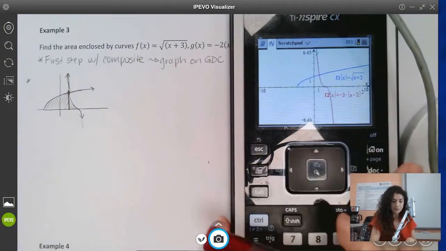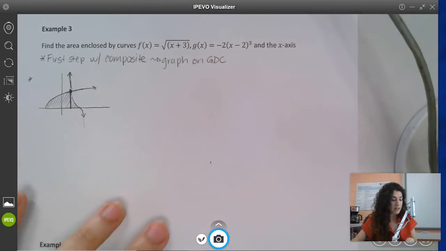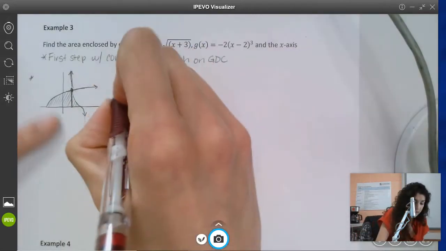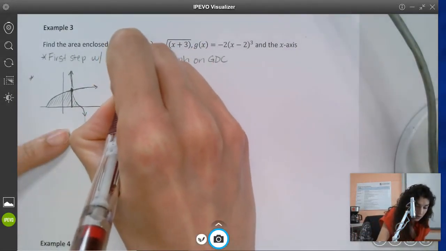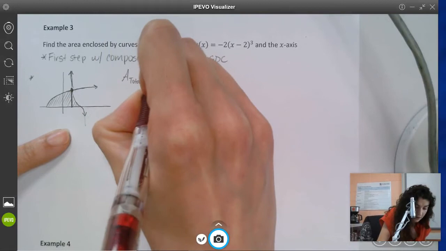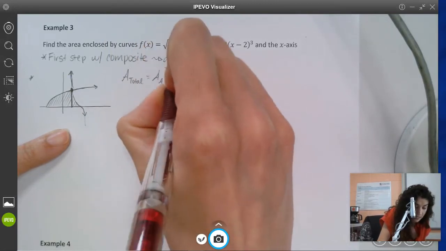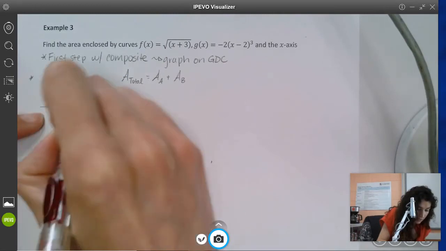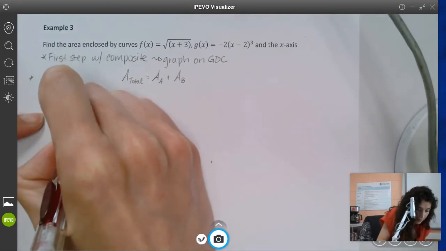So the deal with composite figures is that we want to be able to find the area of one and find the area of the other and put them together. We've done that quite a bit now. So we know that the area total here will be equal to the area of, I don't know, I'll call it A, plus the area of B. And we'll call this area A, and we'll call this area B.